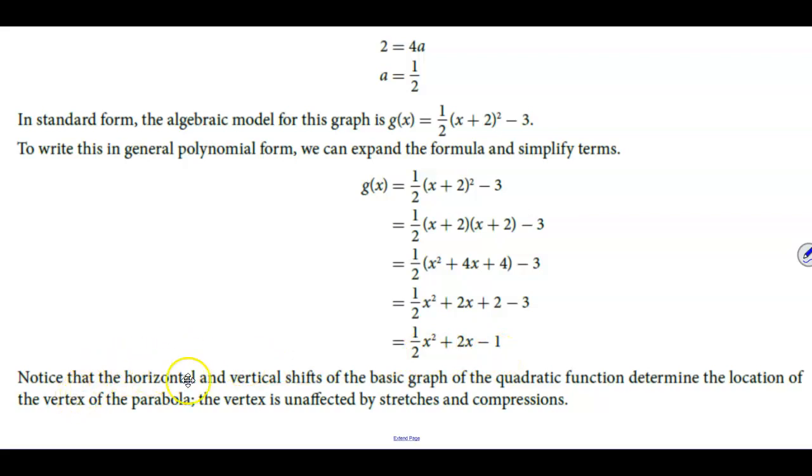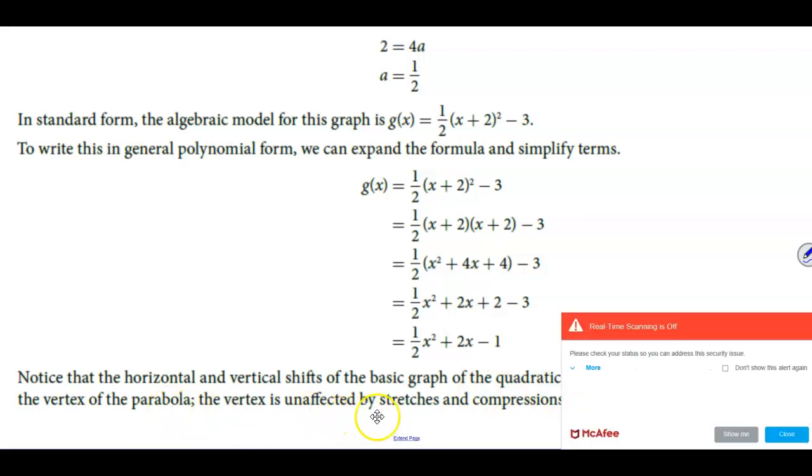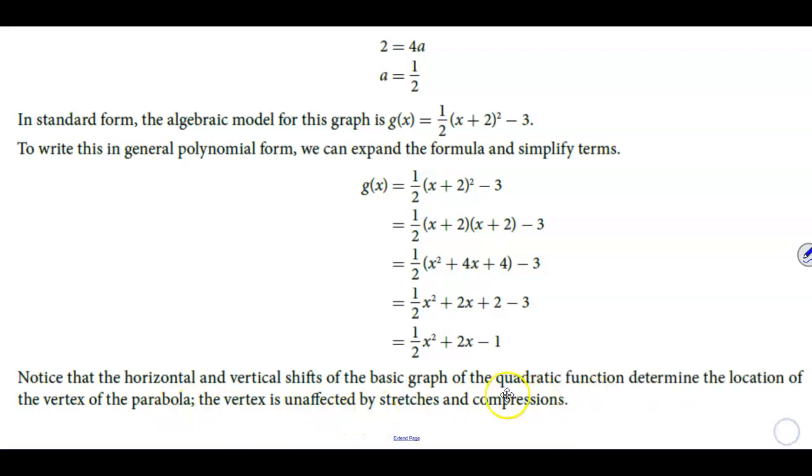And then you would notice that the horizontal and vertical shifts of the basic graph of the quadratic function determine the location of the vertex of the parabola, and the vertex is unaffected by the stretch or compression.